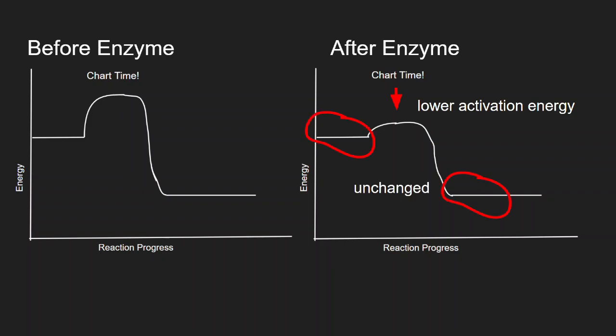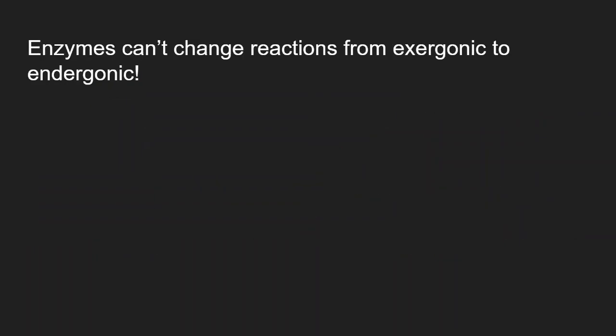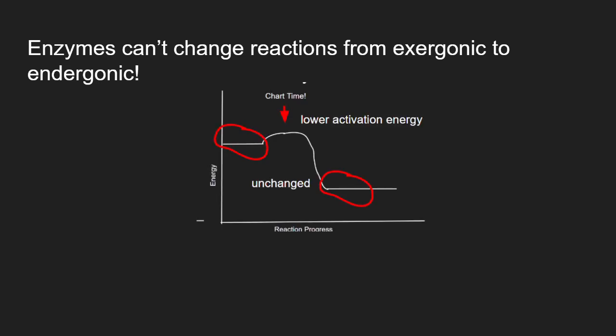So because they're unchanged, we didn't actually change the reaction from exergonic to endergonic. And that's really important to remember. Enzymes cannot change reactions from exergonic to endergonic. They only lower the activation energy.